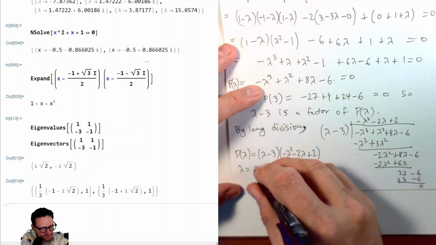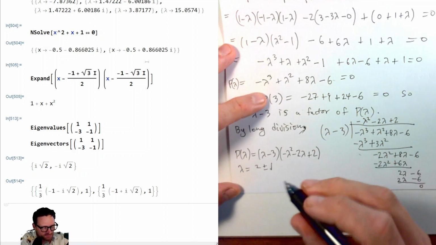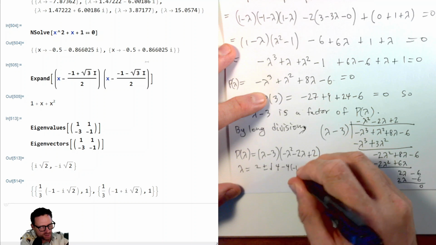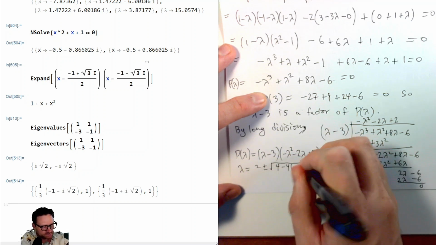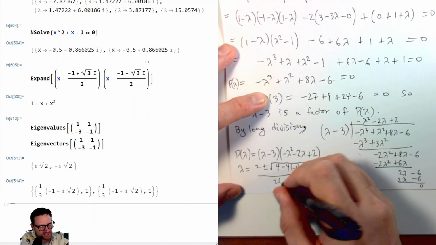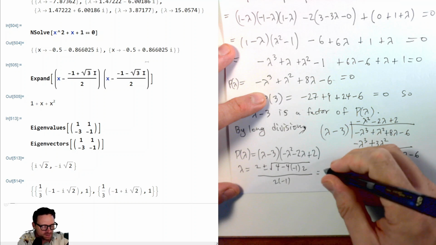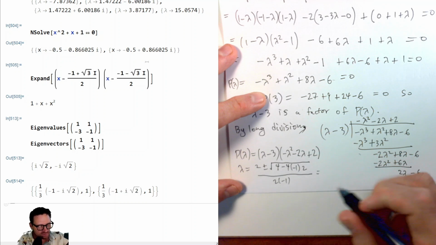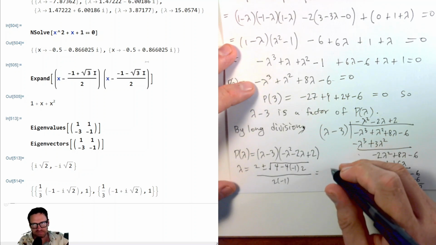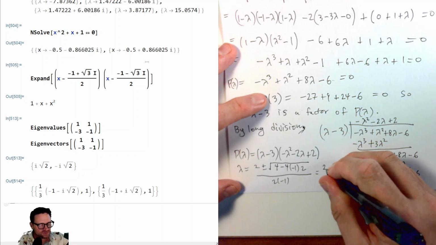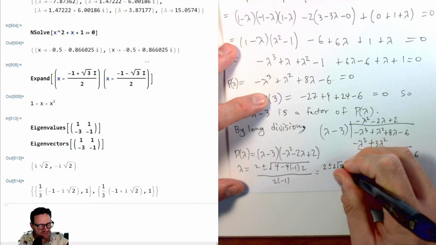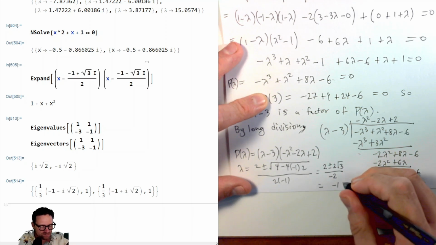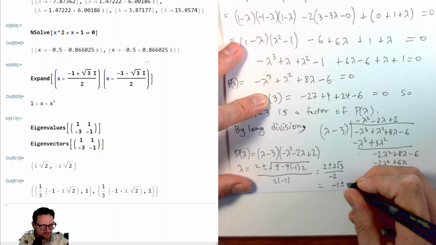So negative b is 2 plus or minus the square root of minus 2 squared is 4, minus 4 times minus 1 times 2, all over 2 times minus 1. Now inside the square root we have 4 plus 8, which is 12. The square root of 12 is 2 root 3. So we have 2 plus or minus 2 root 3 all over minus 2, which gives us minus 1 plus or minus root 3.